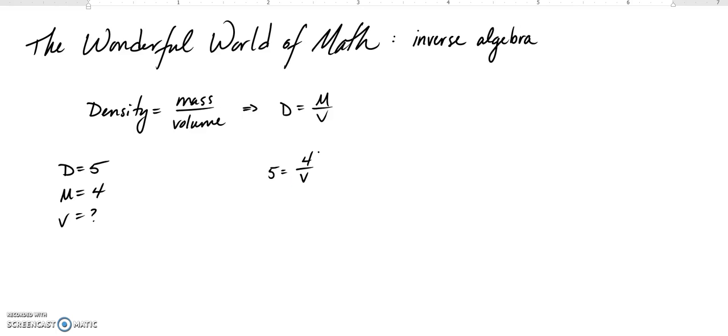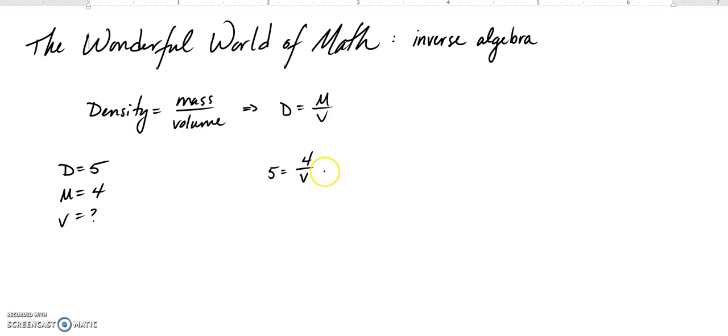The most common mistake is they'll divide both sides by 4. So they say, oh, 5 divided by 4, that's a number, so that equals v. Well, in reality, that equals 1 over v. Okay, it doesn't actually solve your problem. There's actually 2 algebraic steps that need to happen. So I'm just going to walk you through those algebra steps.